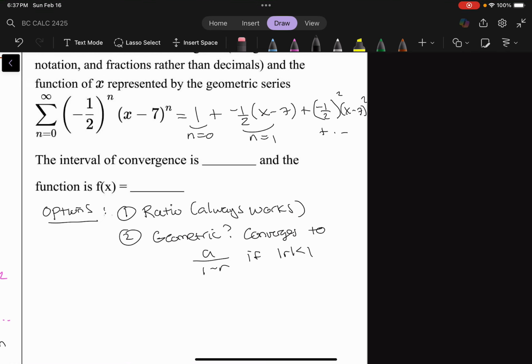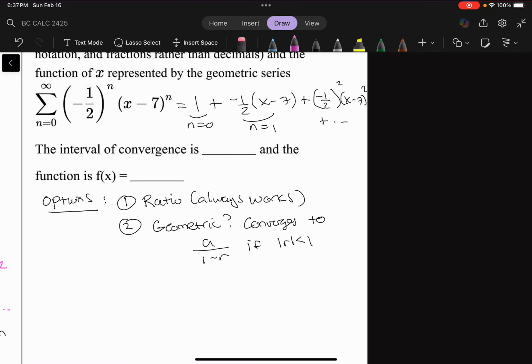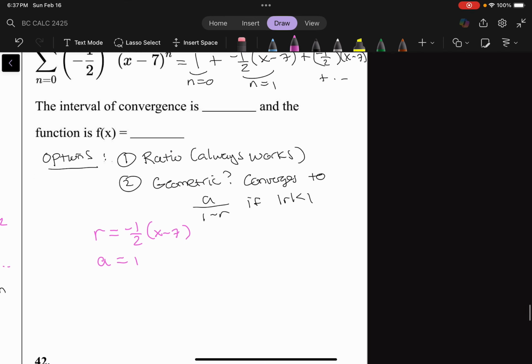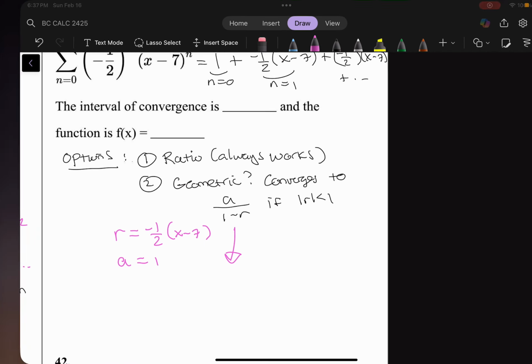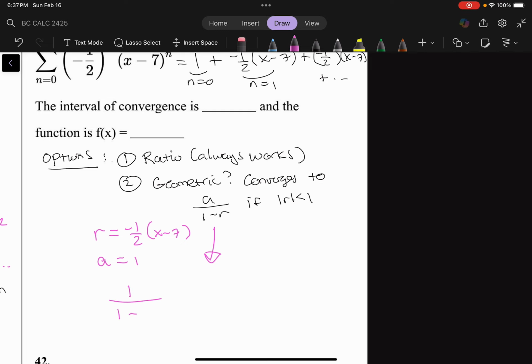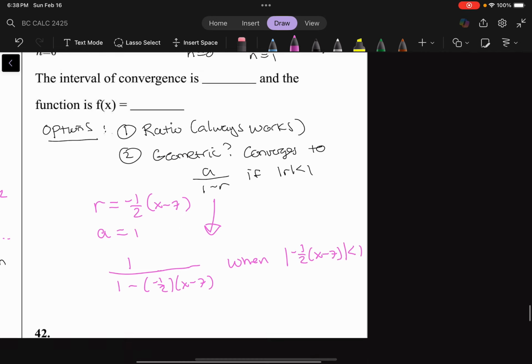So it looks like here we can say that it's geometric, and the common ratio is negative a half times x minus 7. Okay, and our first term is equal to 1. So we can apply this formula here. So the function it converges to, we'll write that down first, is 1 over 1 minus the common ratio. Okay, and we'll clean that up a little bit. And so that's going to be true when our common ratio is less than 1 in absolute value. So we'll deal with that in a minute.